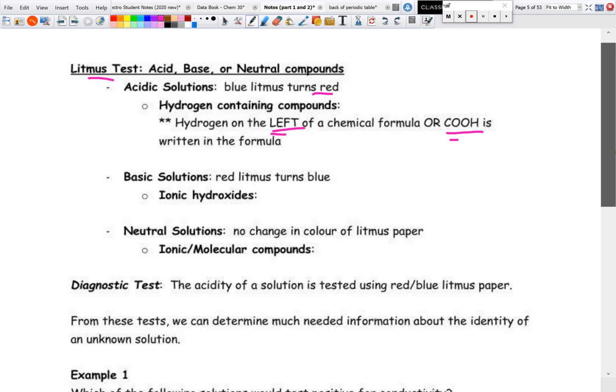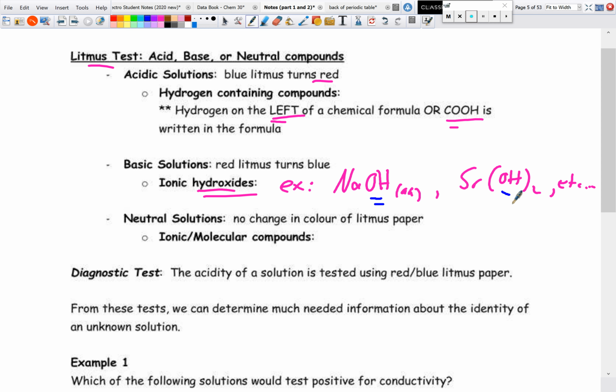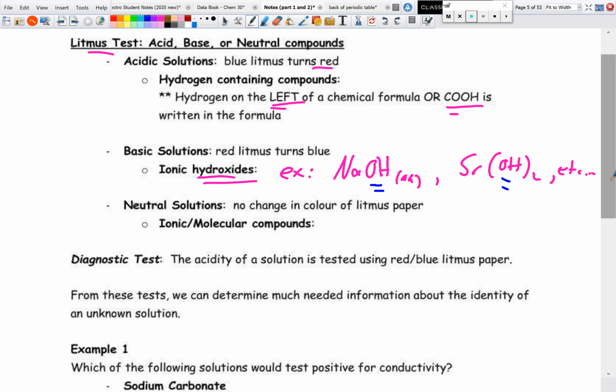Now, basic solutions, right? Remember, these are all ionic hydroxides. So you see hydroxide in the chemical formula, something like that. All right, so sodium hydroxide, strontium hydroxide. If you see the hydroxide ion in here, then it's going to be considered a base. And these turn our red litmus paper blue.